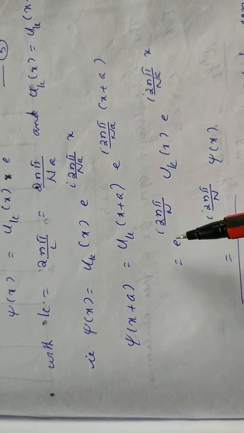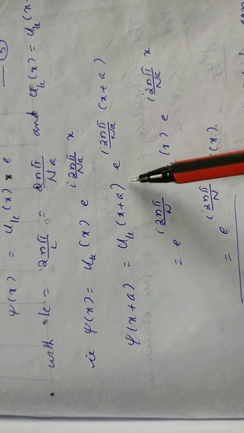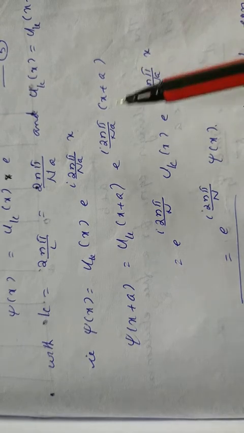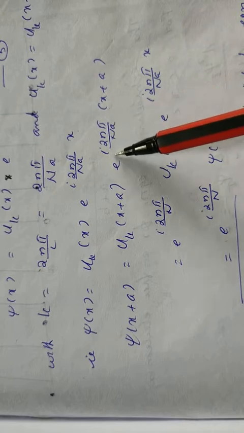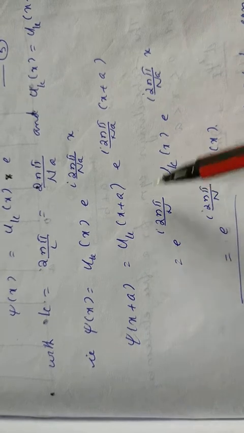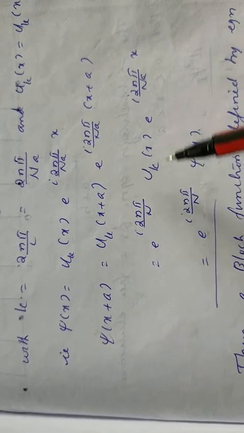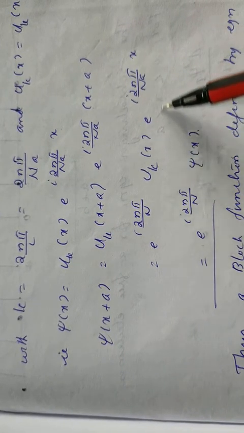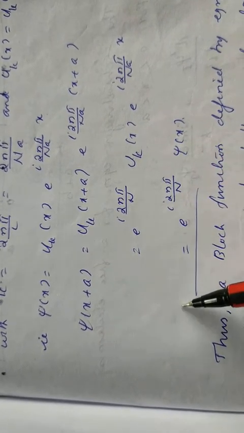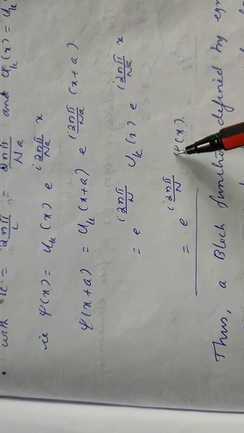So here we are writing this term first, and uk of x plus a is uk of x itself. Again, we have expanded this bracket, and the a and a cancel in the second term, so that is what we have written here, and this is the first term with the x. Now this term is nothing but psi of x, so we will get psi of x plus a as e to the power i 2n pi by N psi of x.